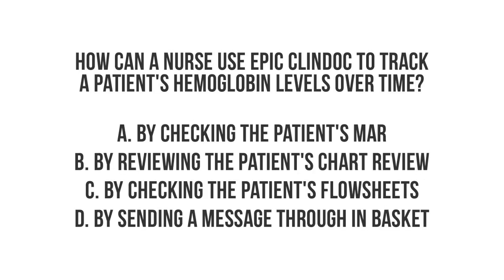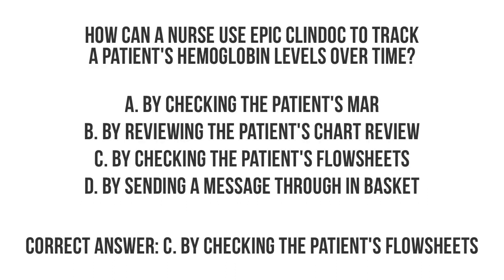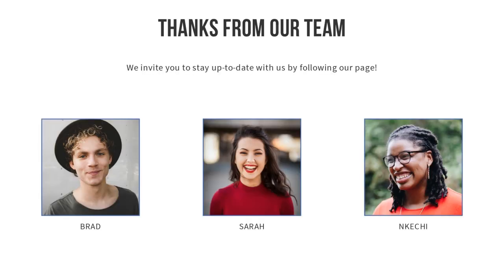How can a nurse use Epic ClinDoc to track a patient's hemoglobin levels over time? A. By checking the patient's MAR. B. By reviewing the patient's chart review. C. By checking the patient's Flowsheets. D. By sending a message through In basket. Correct answer, C. By checking the patient's Flowsheets.